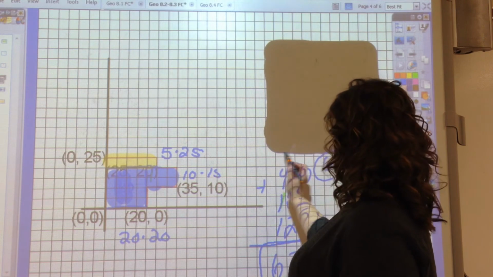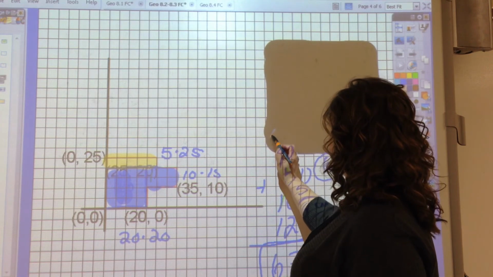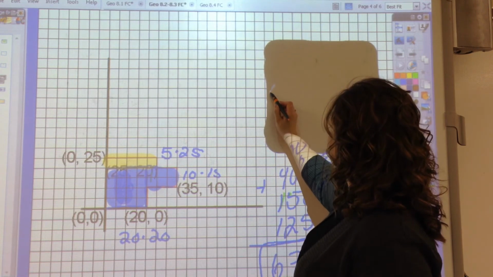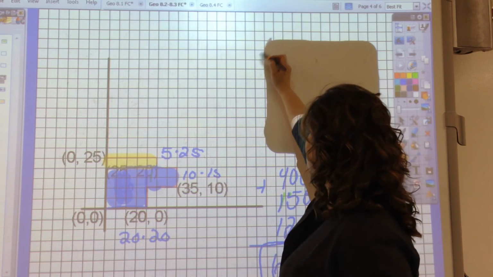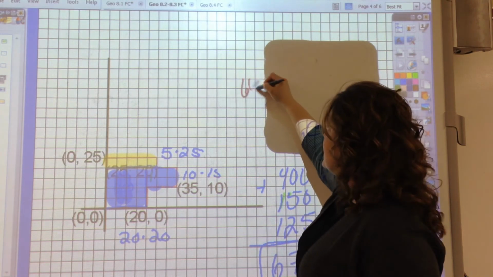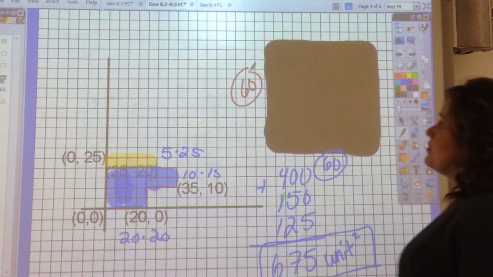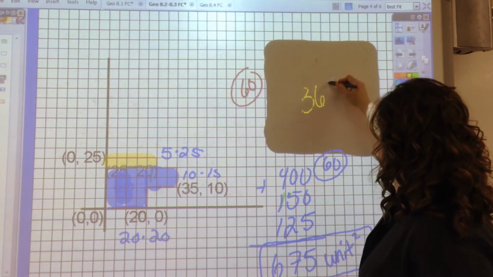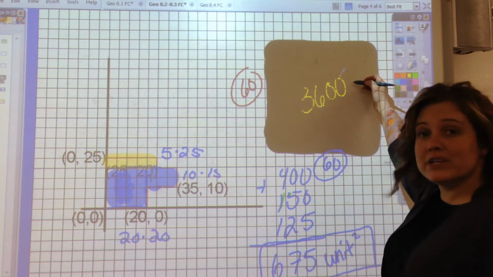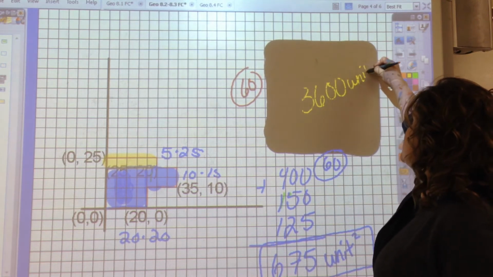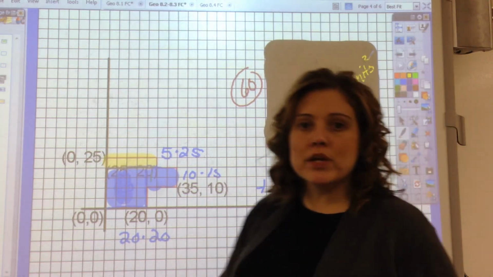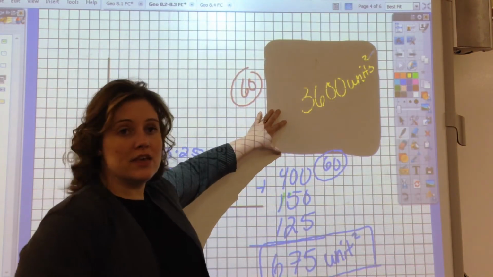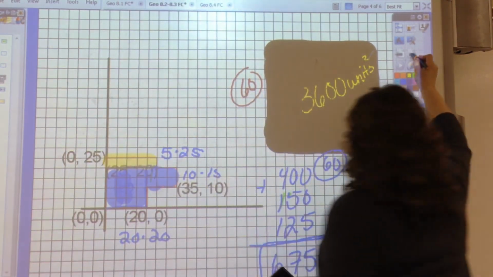I would have 1, 2, 3, 4, 5, 6, 7, 8, 9, 10, 11, 12. 12 times 5 is again 60. So it looks like this shape is about 60 times 60. So I would say my shape is about 3,600 units squared. And so here we can only approximate if we see it in this form. And we'll do that several times.